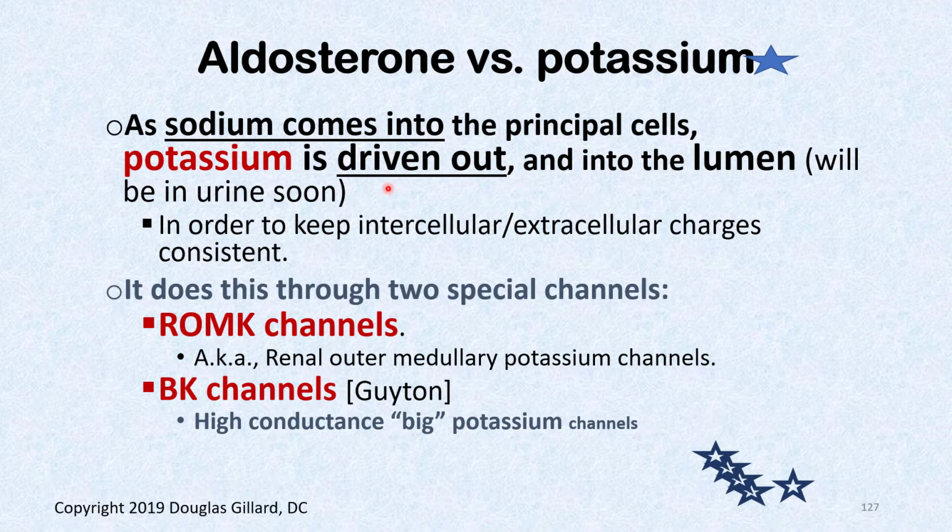All right, what about potassium? We should talk about that for a second. As sodium comes into the principal cell, hydrogen ion and potassium both get the boot out of the cell. So how does potassium get out of our principal cell? There are 2 channels that potassium gets kicked out through and into the urine, into the filtrate. One is called ROMK channels, which stands for renal outer medullary potassium channels, and the other is high conductance big potassium channels, BK channels, from Guyton board books, right? So make sure you know these.